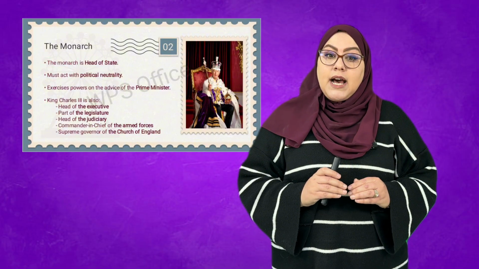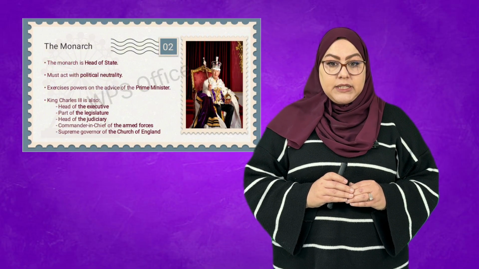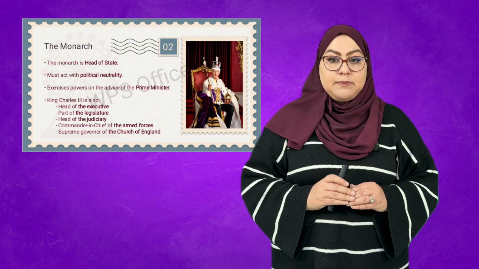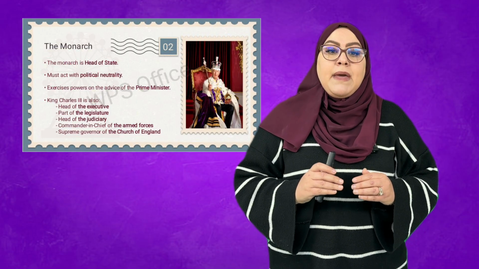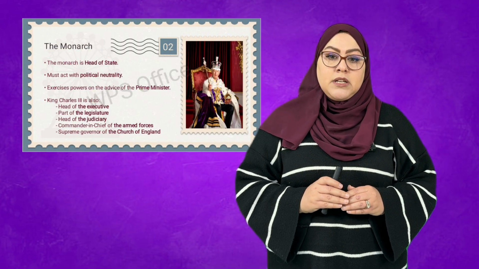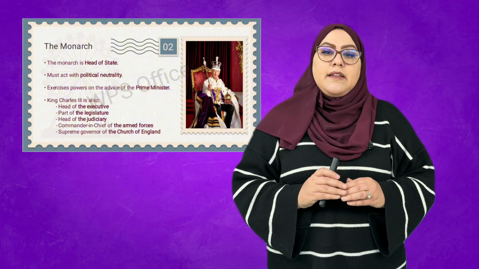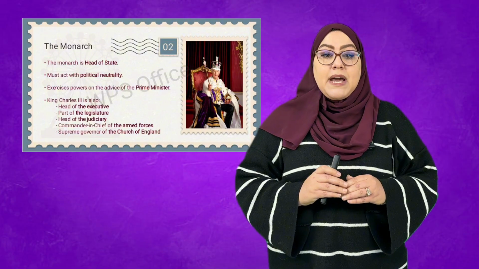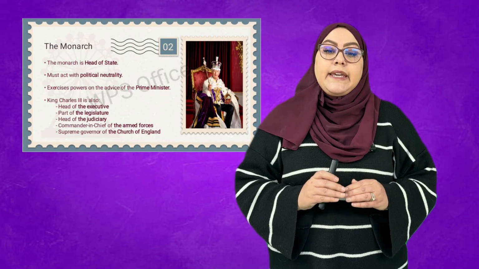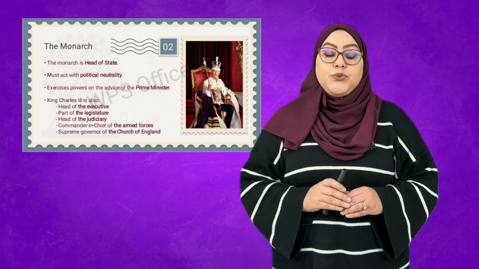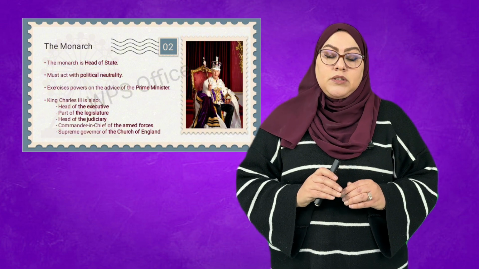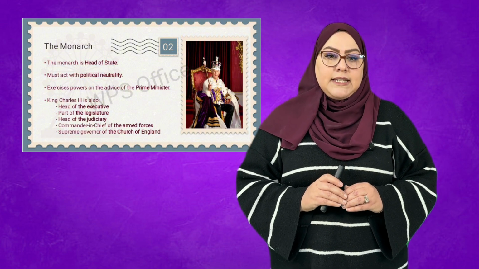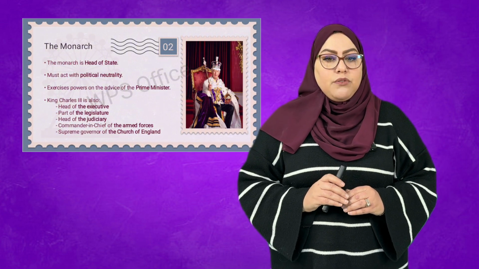Finally, as Supreme Governor of the Church of England, a title first held by Henry VIII after the English Reformation, he maintains the traditional bond between the monarchy and the national church. Despite these impressive titles, the king must remain politically neutral. Every public act is done on the advice of elected officials, ensuring democracy remains at the heart of governance.